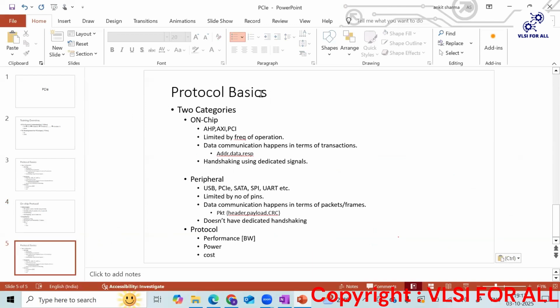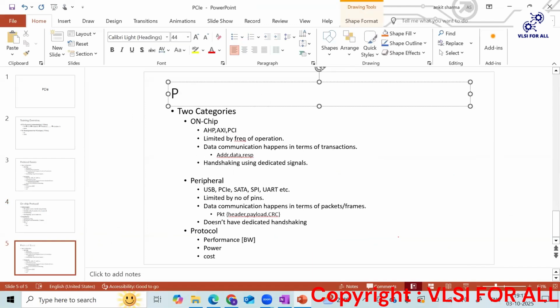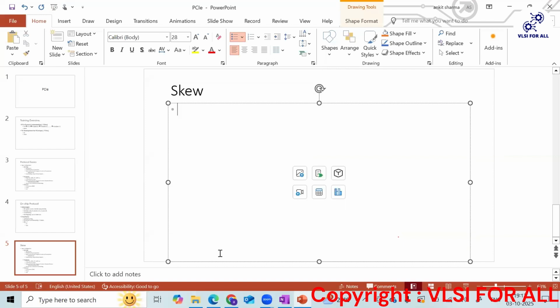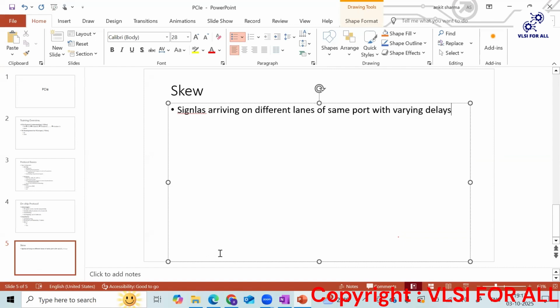Okay, so now if I want to summarize: skew. What is actually skew? Signals arriving on different lanes of the same port with wiring delays will introduce skew.